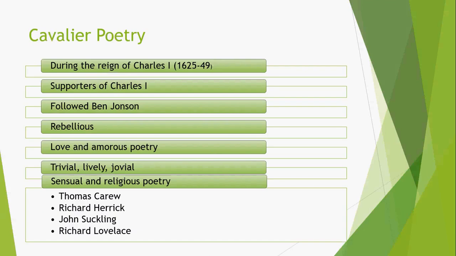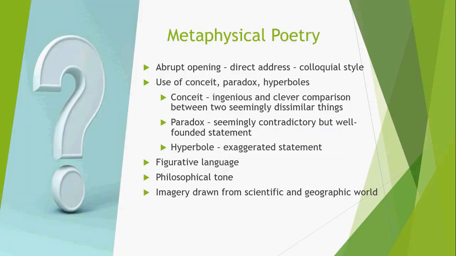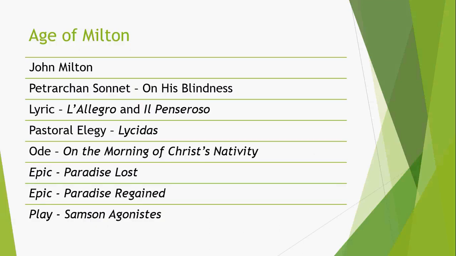We also talked about cavalier poetry. The names of the cavalier poets are given there. These poets mostly wrote about love poetry. Their themes were very trivial, very jovial. Then we looked at the contribution of John Donne to metaphysical poetry. We looked at the chief characteristics of metaphysical poetry, as you can see listed on your slide.